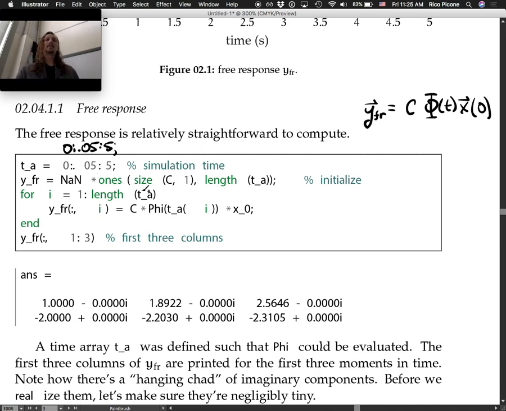So what I'm doing here is I'm saying, okay, I want to generate an array of ones, and the dimension of that array of ones should be the size of C, the first dimension of C, which is the number of rows in C, which is the number of outputs, by the length of the time array. So I get an array that looks like two values at a new time, two values at a new time, two values at a new time, etc. So that's what I'm looking for. And then they're all ones, and then I multiply it by NaN, which makes all of them NaNs, because NaN times 1 is NaN.